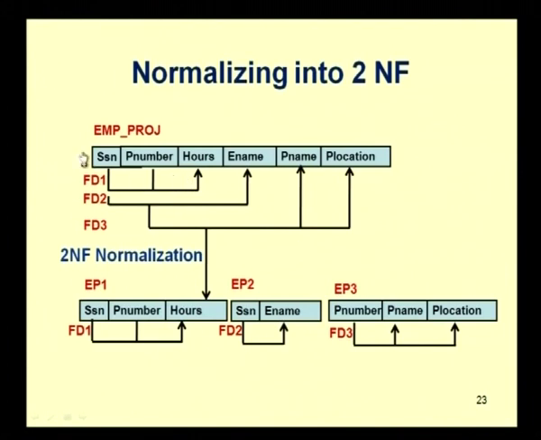Now, let us look at this example. You have an employee project, and these are the functional dependencies. SSN, P number determines the hours, that is FD1, then SSN determines E name, that is the second functional dependency, then P number determines P name and P location, that is the third functional dependency. Here we can split this into SSN, P number, hours as the first table, SSN, E name as the second table, and P number, P name and P location as the third table, instead of having it as a single table because of the functional dependency properties. That is the second normal form.